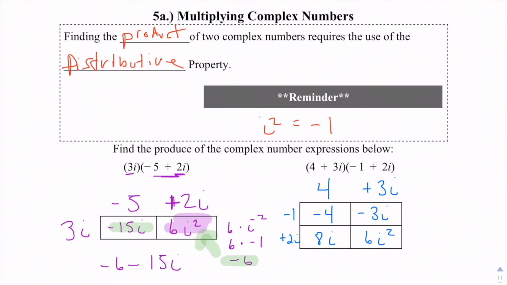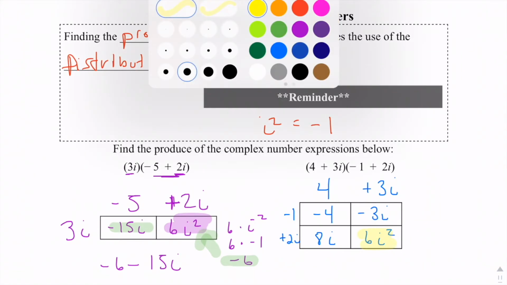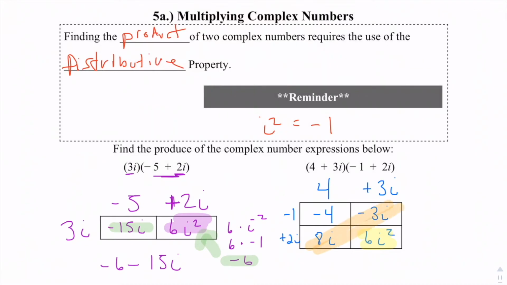So now I do have some simplification to do. I need to simplify this, and then I also need to combine my like terms, which are here. I get negative 4 from here. I have 8i combining with negative 3i, so I get plus 5i. That takes care of these two. And again, I know 6i squared is the same as over here, so I know that this is going to come out and be negative 6. Which is going to be here.